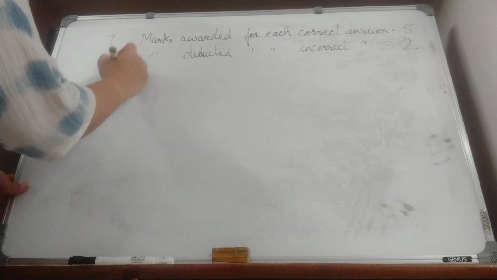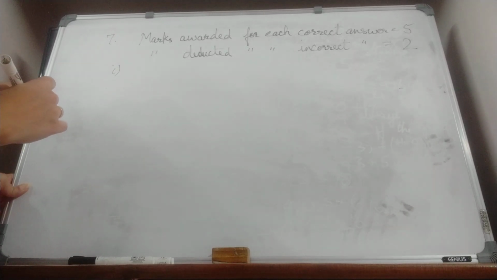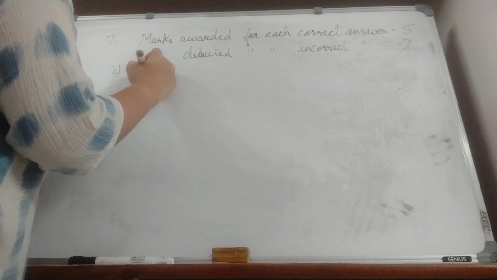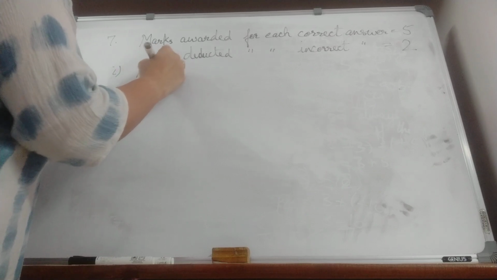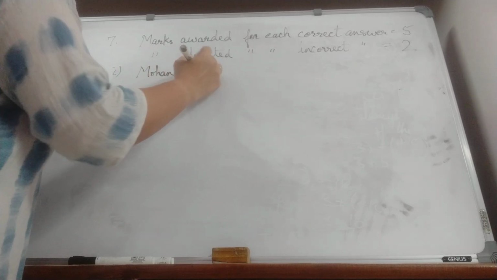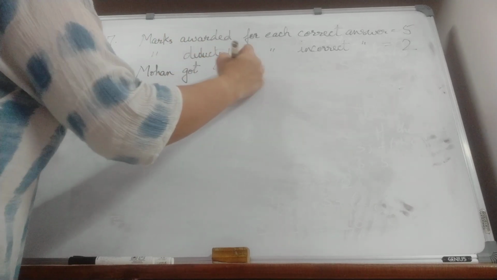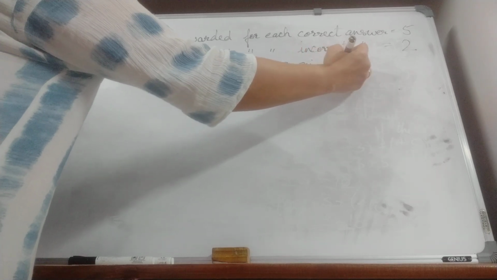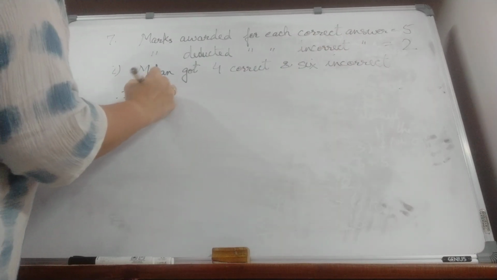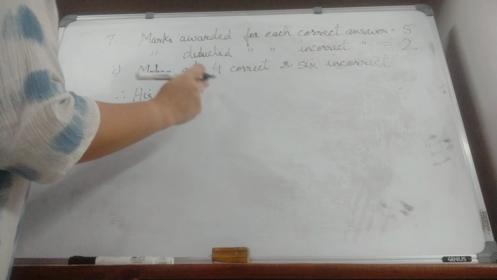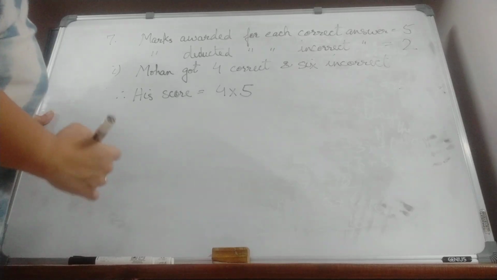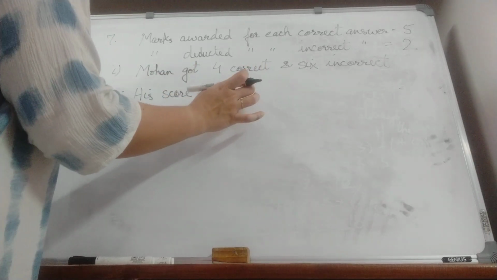Now, the first part was Mohan got 4 correct and 6 incorrect. Because you must write everything that is given in the answer also. Mohan got 4 correct and 6 incorrect. Therefore, his score is equal to 4 correct. Each correct is 5. So we will say 4 into 5. And this is for the correct answers.